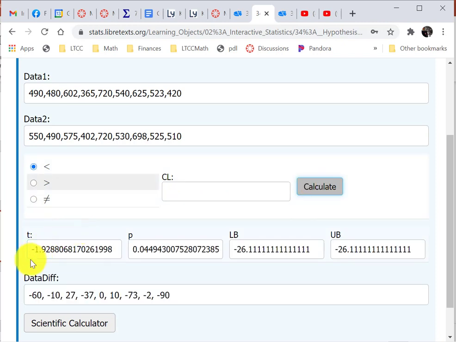And there we have it. The test statistic, T, is equal to negative 1.928, etc. And P, the p-value, is equal to 0.04, etc., etc. We're not finding a confidence interval, so don't worry about the lower bound and upper bound. And in case you're interested, these are the data diff. In other words, if you subtract the first data set minus the second data set, these are the values you would get. But what really matters is the test statistic and the p-value. So now let's interpret them.